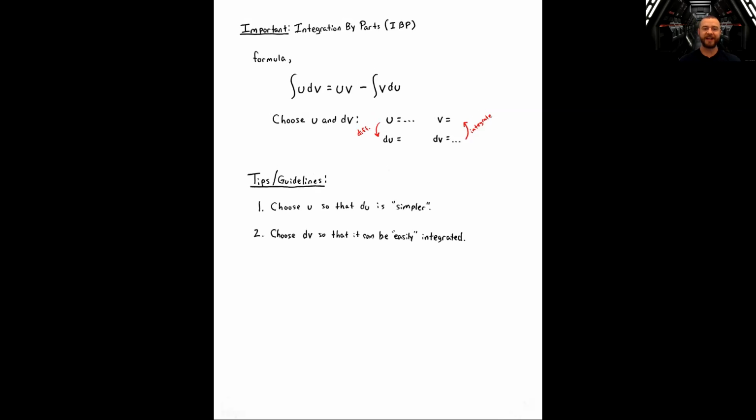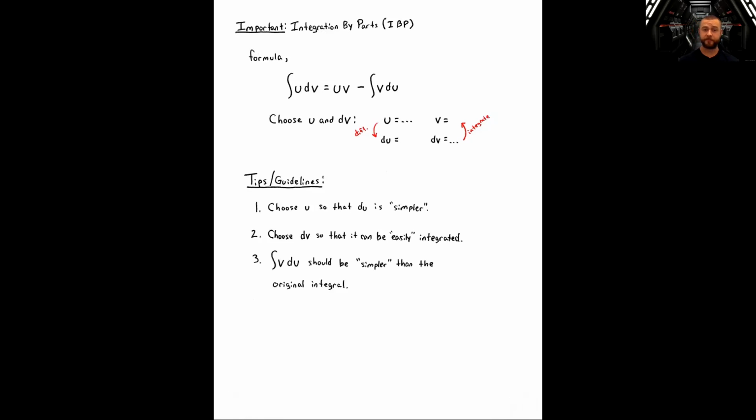So u should give you a simpler quantity for du if you chose correctly. A second tip: due to how we calculate v, we have to integrate dv. You have to choose dv so that it can be easily integrated. What we wouldn't want to do is choose dv so that calculating v is as complicated as the question we're working on, evaluating an integral. So usually dv should be a simple function that you can easily integrate or find an antiderivative for. And then a third tip, probably the most important of all, is the integral on the right side. So you have uv minus the integral of v du. That integral should be simpler than the original integral that you're starting with. The original integral is what's on the left, the integral of u dv.